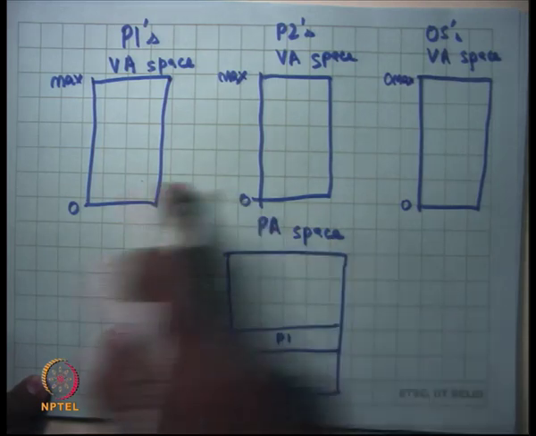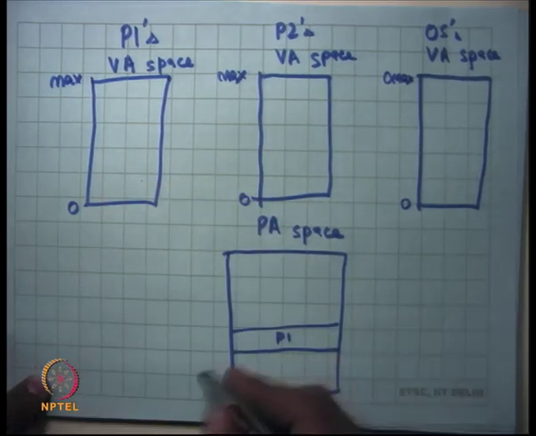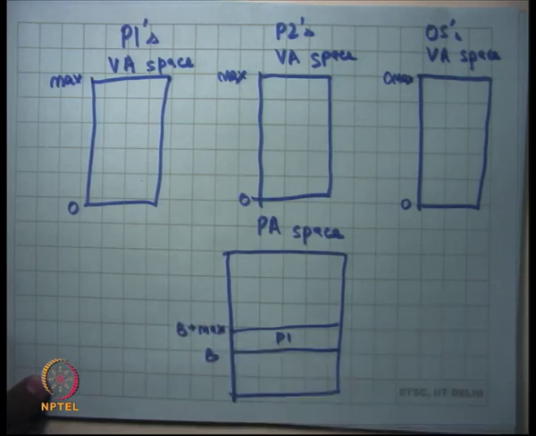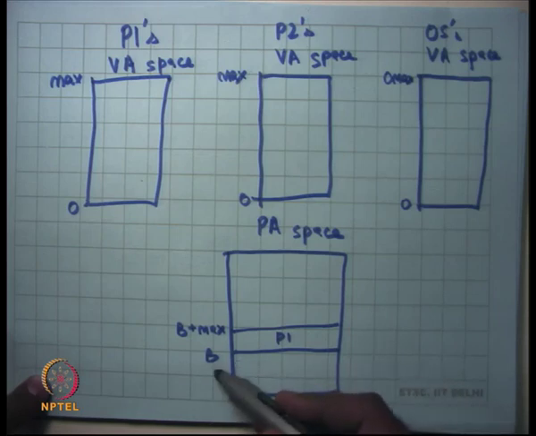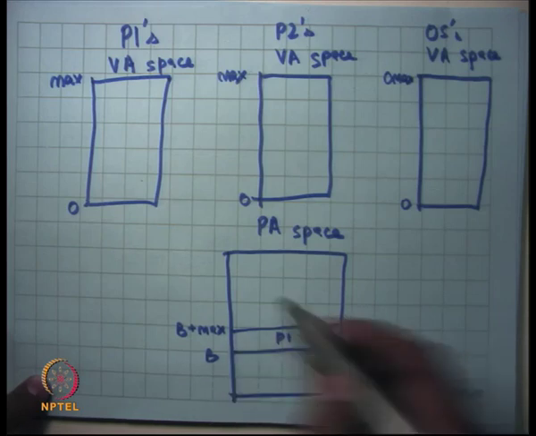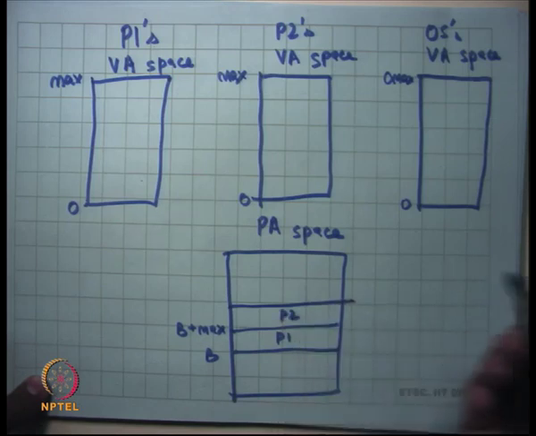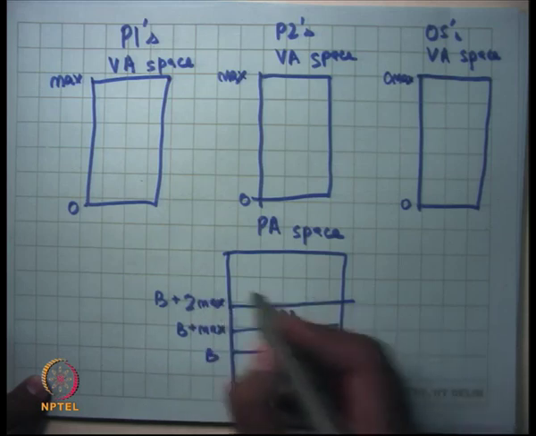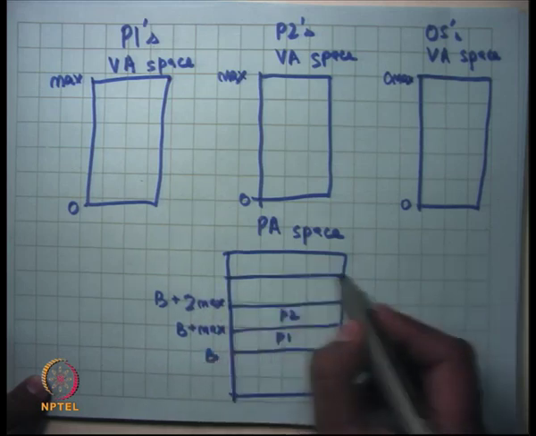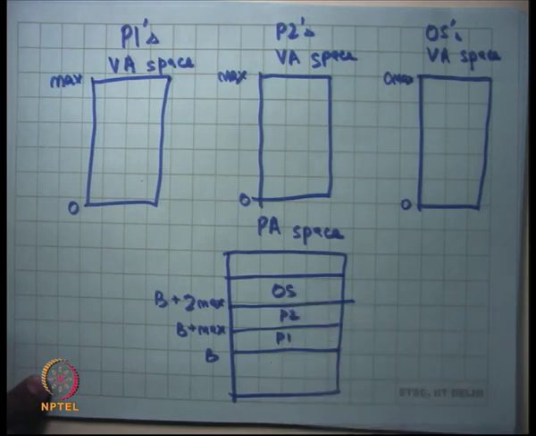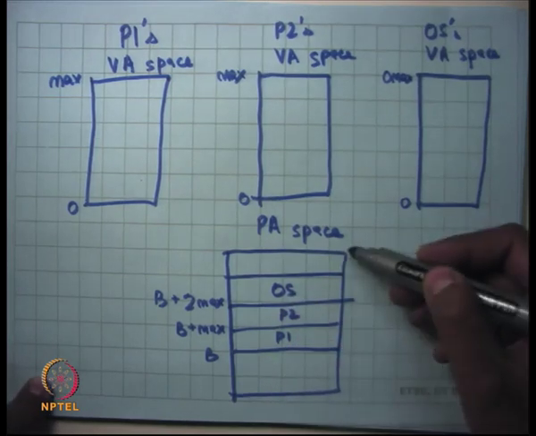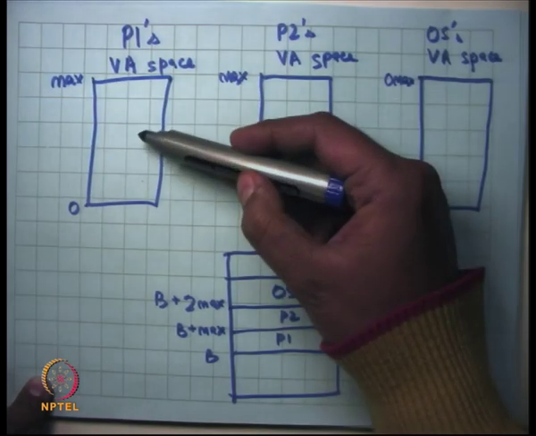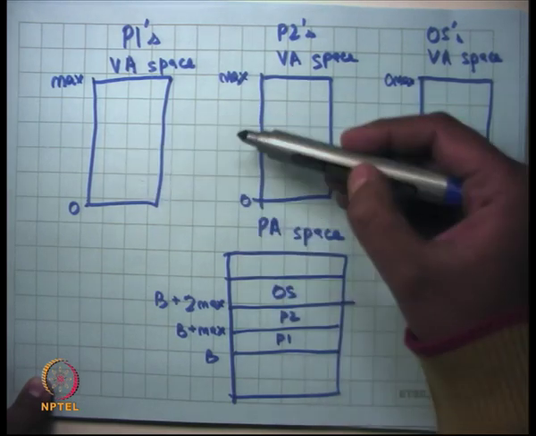So then the OS can decide to place P1 anywhere it likes. For example, it starts at B, and so what does it set its base and limit to? It sets the base to B and the limit to max, right. Similarly, P2 can live here, so in this case it becomes B plus 2 max, let's say, and it can put the OS somewhere. So let's say the OS is put somewhere, right. So this is how the physical address space looks when I'm using segmentation, and this is what the virtual address space of each process looks like.